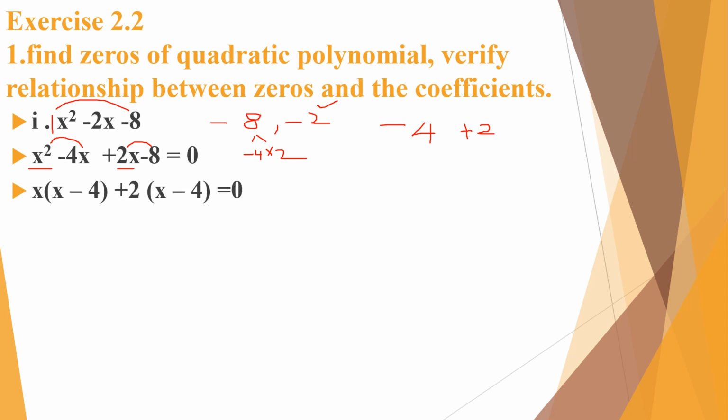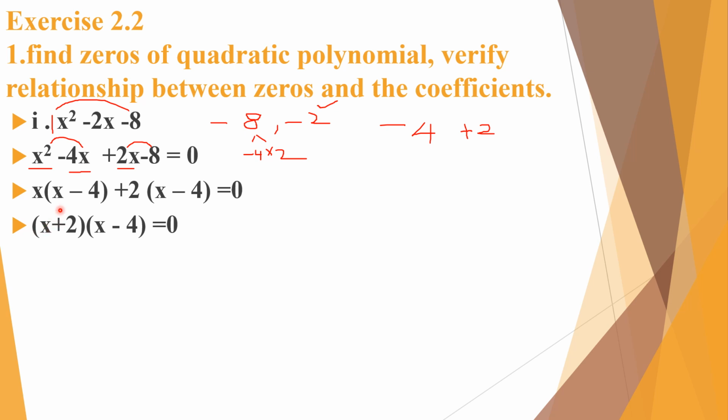So, when we take x outside from x square, x is remaining, and from the second term, minus 4 is remaining. And then in the last two terms, we are taking plus 2, so x is remaining, and 2 into minus 4 is equal to minus 8. We are equating this to 0. From both terms, one term should be common. So, x minus 4 is common here. So, we can write this equation as x plus 2 into x minus 4 equal to 0.